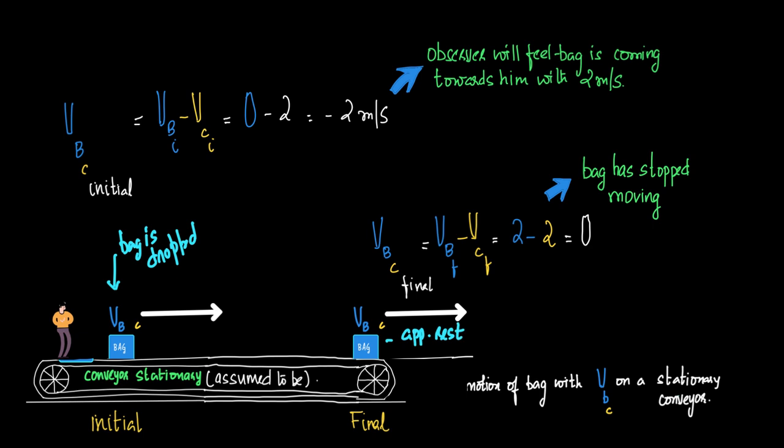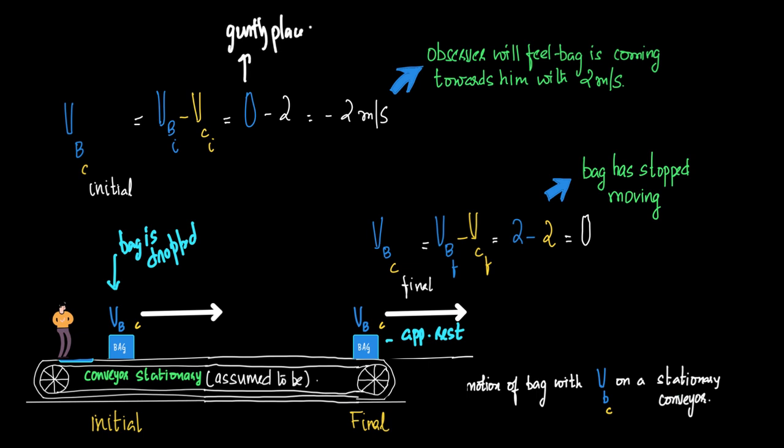So initial condition when the bag is dropped: velocity of bag with respect to conveyor means velocity of bag with respect to velocity of bag initial minus velocity of conveyor initial. Now what is the velocity of bag initial? We know it is 0. Why? Because it has been gently placed, right?